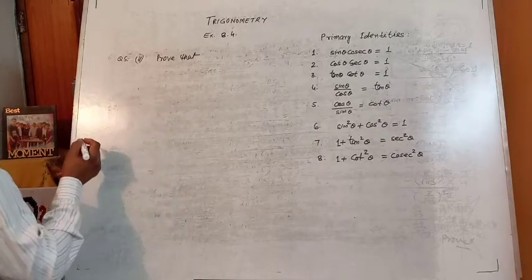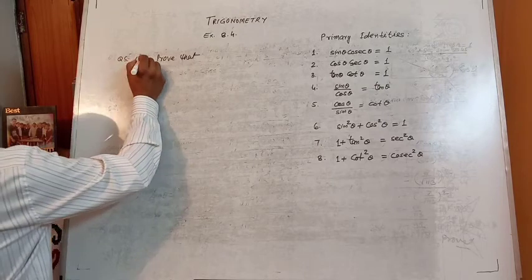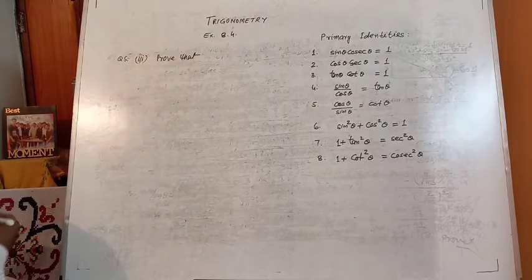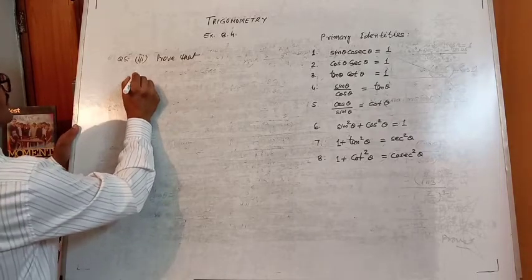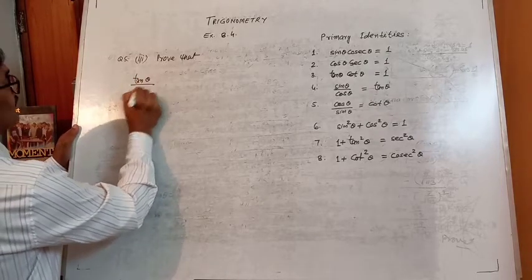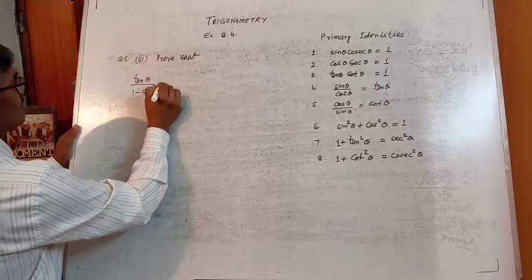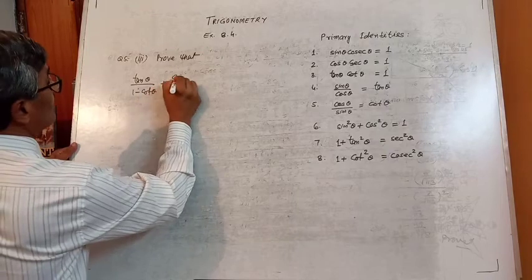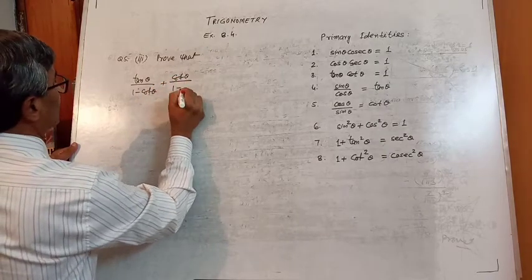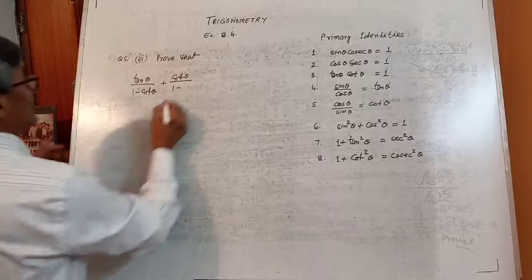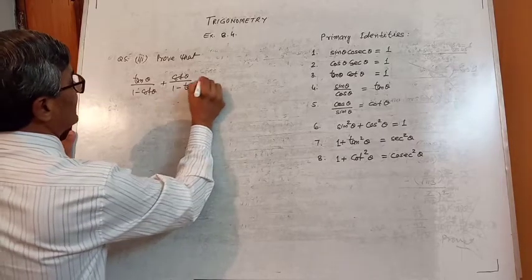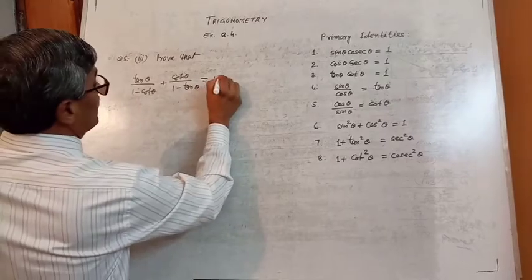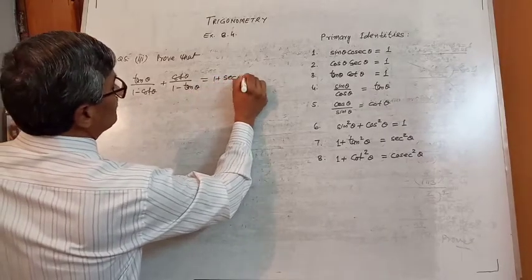Next part. Question 3. Tan theta upon 1 minus cot theta plus cot theta upon 1 minus tan theta, and this is equal to 1 plus sec theta cosec theta.